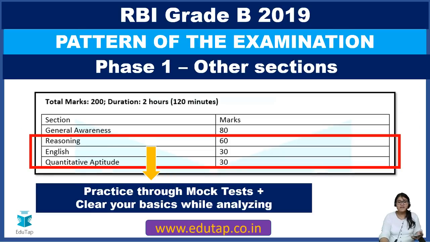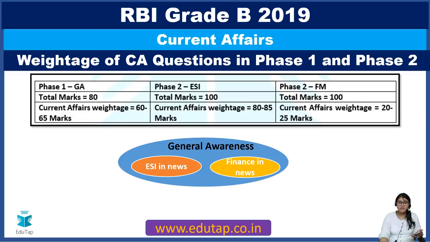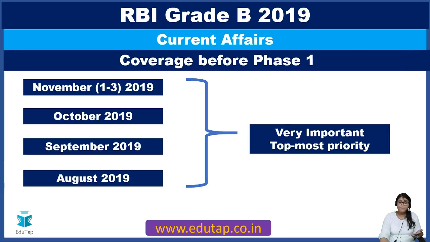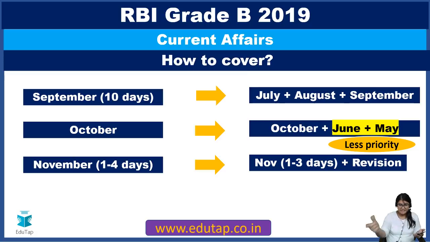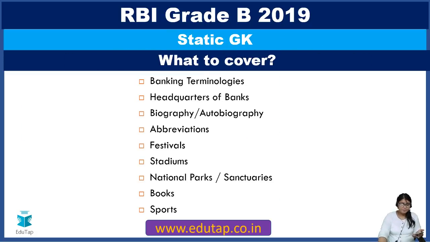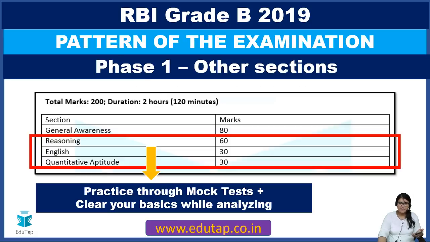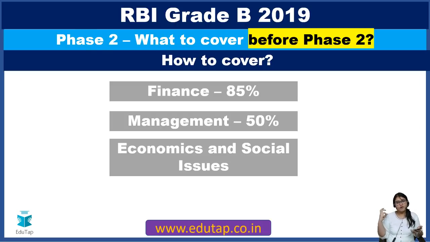Fine. So here, if you see, we have covered the phase 1 area. We have seen how general awareness needs to be approached, what are the months that we need to cover, the parallel preparation and the split up, how do we need to cover, other sources that we need to refer, and what to cover in static GK. And we have seen that other sections can be practiced through mock tests. Now let us go for your phase 2 part.